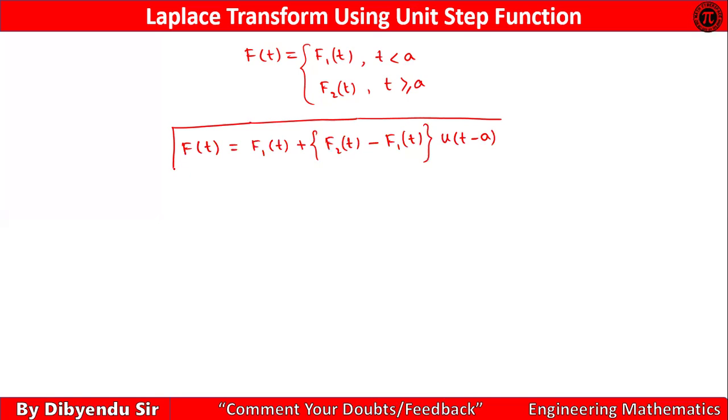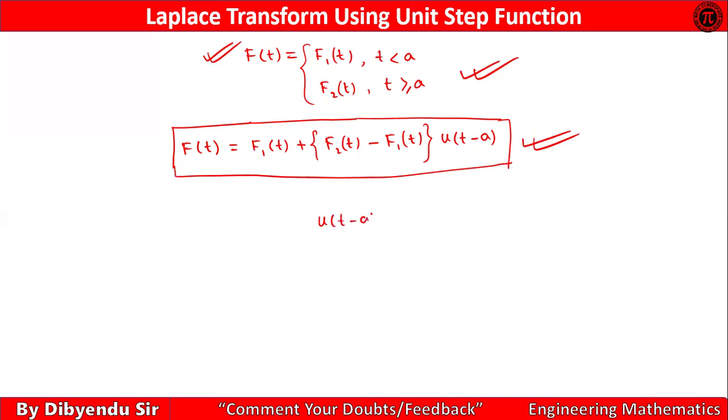Now in this formula, what is the unit step function? This u(t minus a) is your unit step function, and you have converted this function f of t into this linear form. Now I am saying that this function f of t and this linear function f of t, these two functions are the same. How? Because you know that u(t minus a) equals 0 when t is less than a and 1 when t is greater than or equal to a.